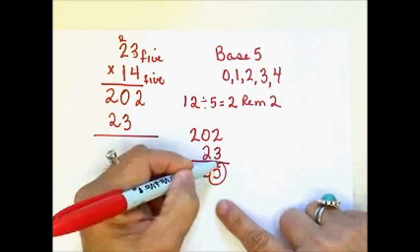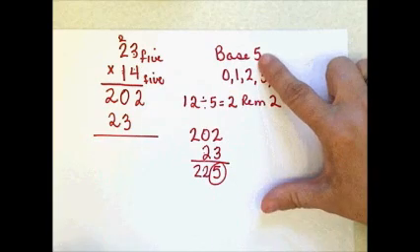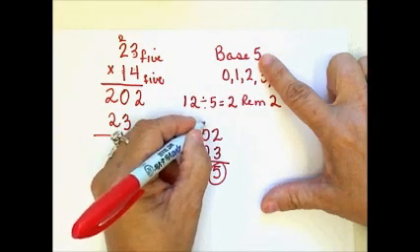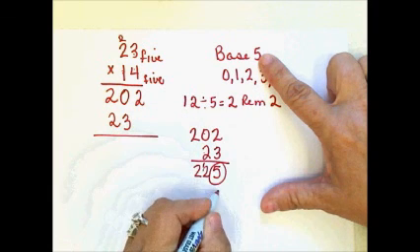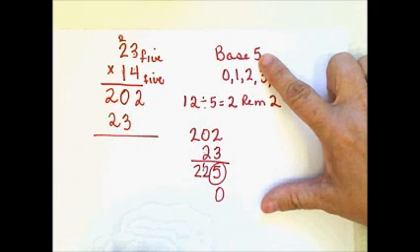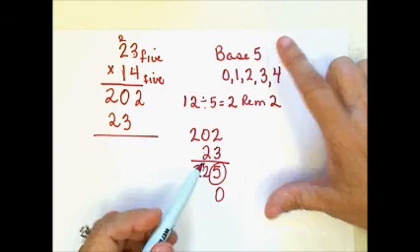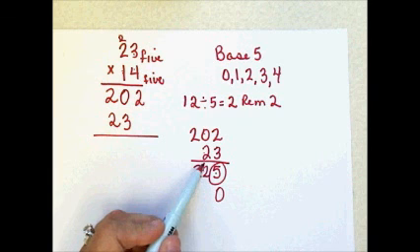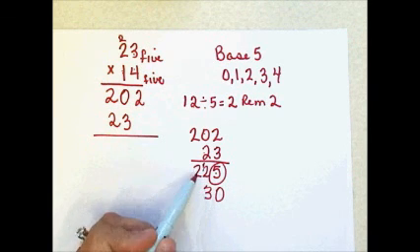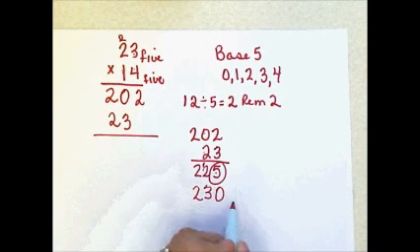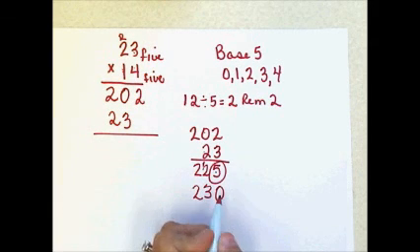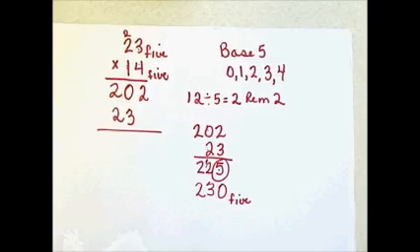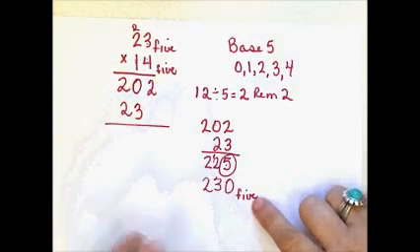Now look here, problem child, because I can't have a 5, so then I'm going to carry 1, and that becomes a 0, okay, because 5 divided by 5 is 1. Then 2 plus 1 is 3, and 2. So 23 times 14 is 230 base 5. And these were base 5 also.